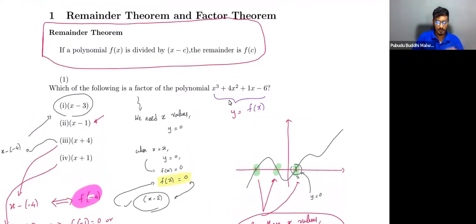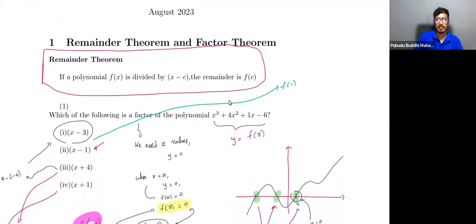Then for x minus 1, you can check f of 1, whether f of 1 equals 0 or not. Right, for this one. And also for x plus 1, f of minus 1. Once again, the idea that I mentioned. This is x minus minus 1. Now, let's see, f of minus 1. You can compute that. Replace each x by minus 1.